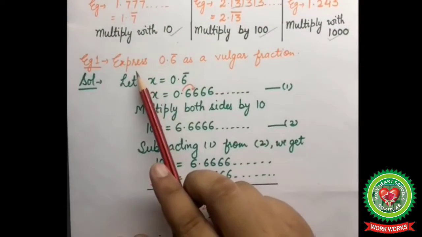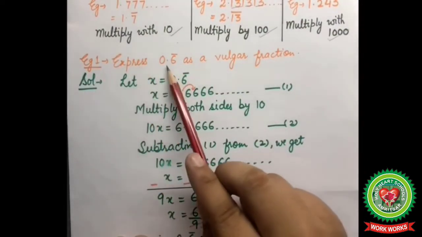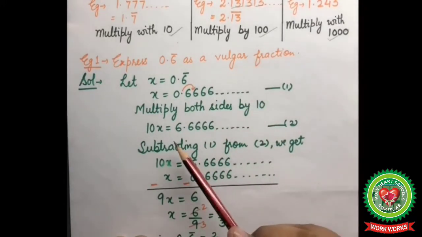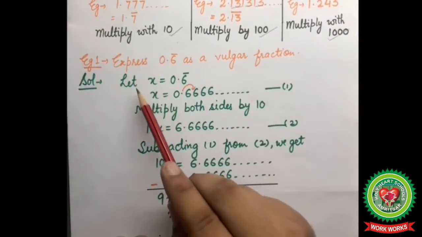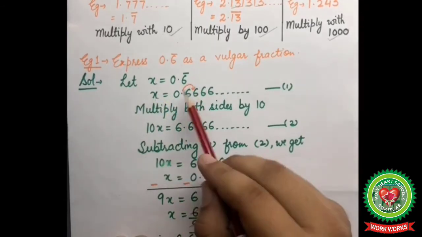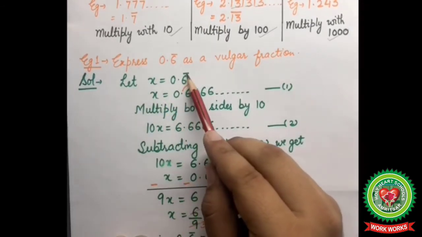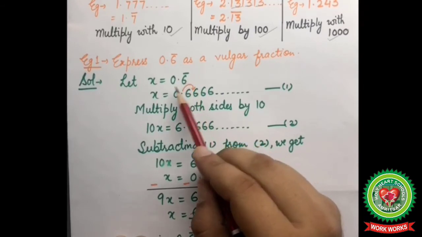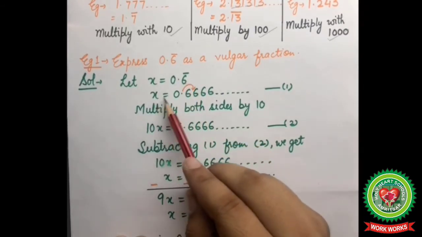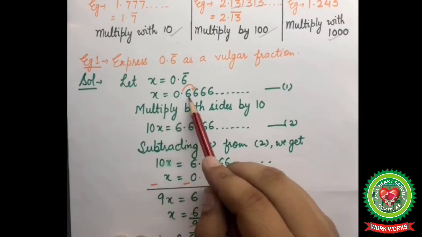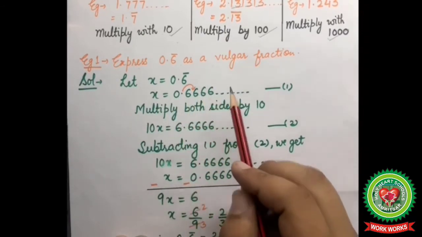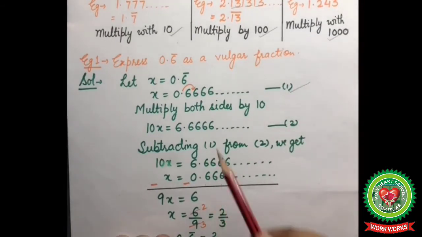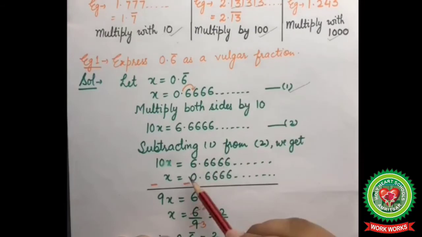The first example is express 0.6 bar as a vulgar fraction. So we are going to write let x is equal to 0.6 bar. Now this bar means that only 6 is being repeated. So we have written it like this. x is equal to 0.6666 and so on, and we've marked this as equation number 1. Now in this case only one digit is being repeated.